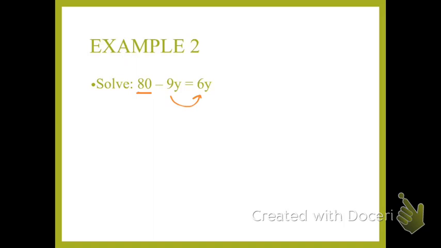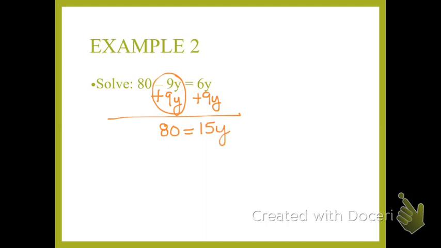And the way I would do that would be to use the inverse of negative 9y, or subtracting 9y. The opposite of that would be adding 9y. Negative 9y plus 9y is 0, so it's sort of like those cancel out, and I just have the 80 left over on the left. And on the right, I've got 6y plus 9y, which is 15y. 15y means 15 times y. The inverse of multiplying by 15 is dividing by 15.